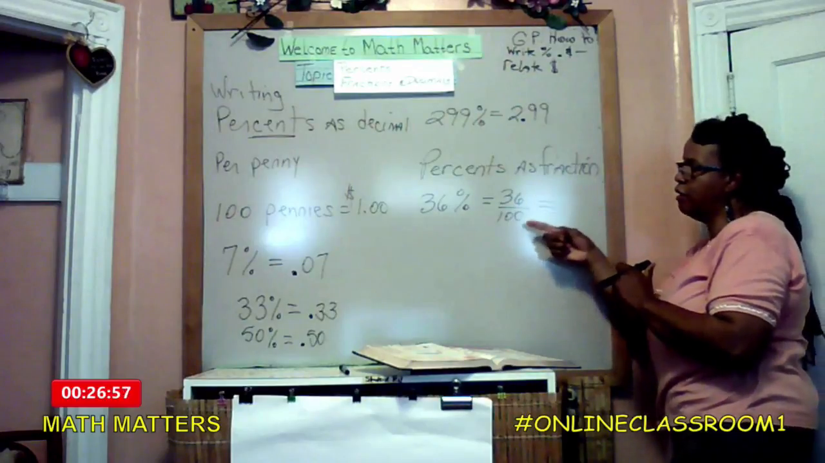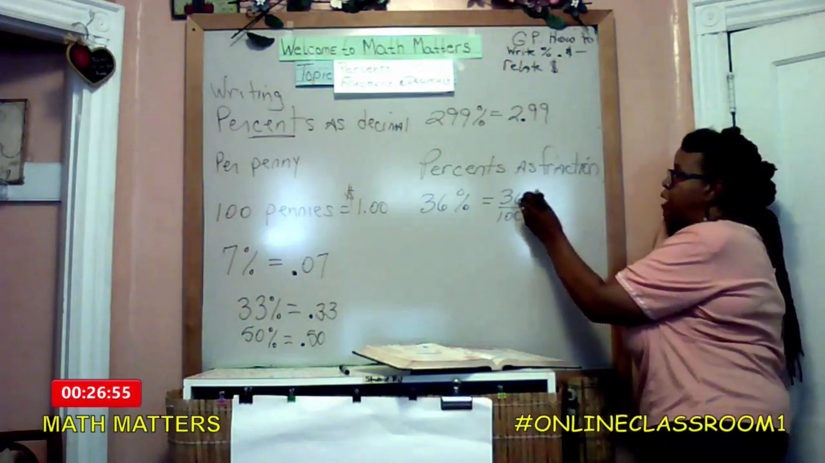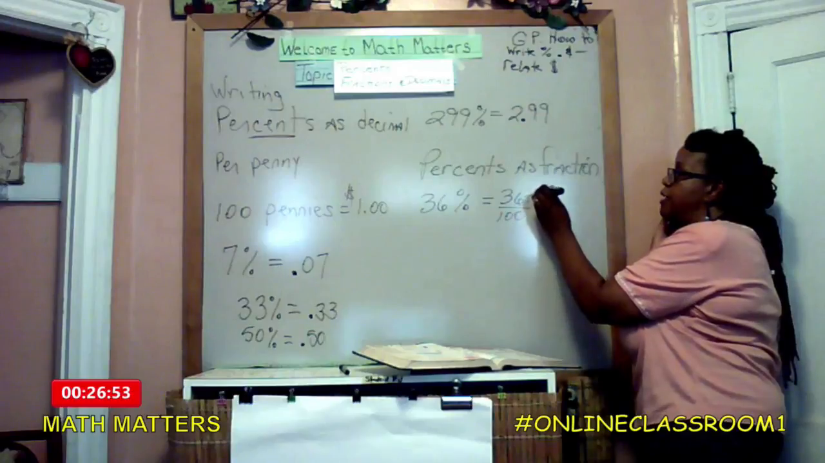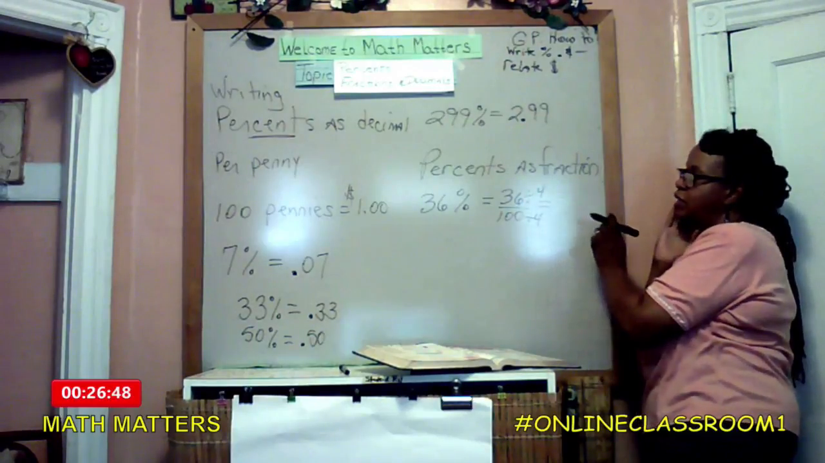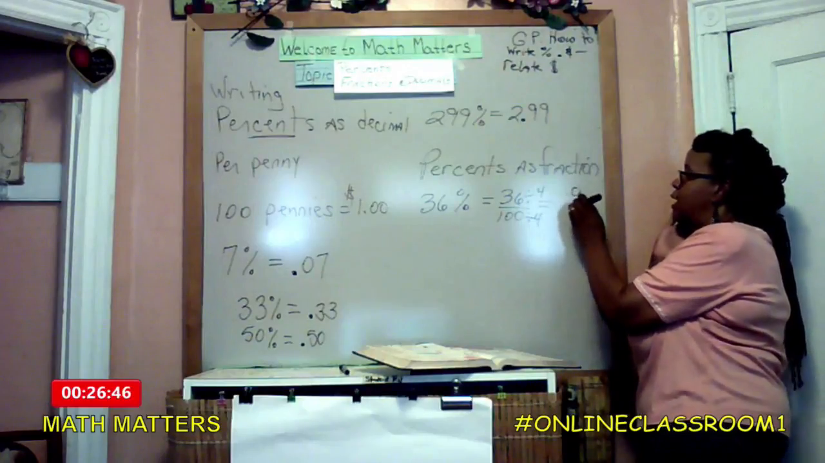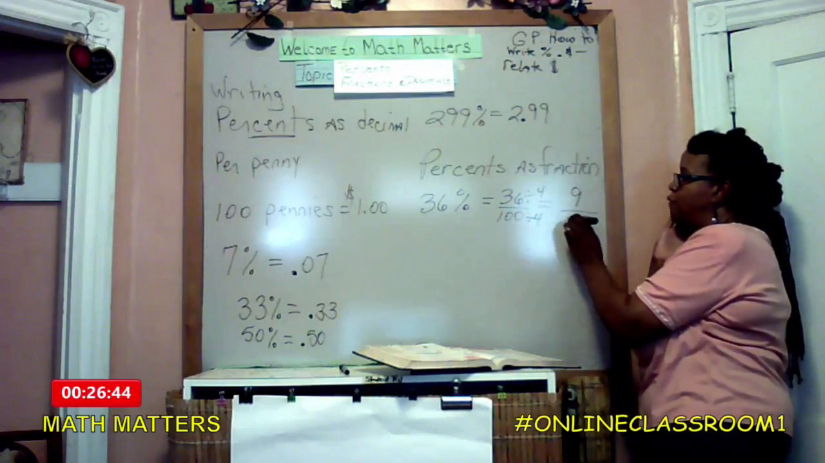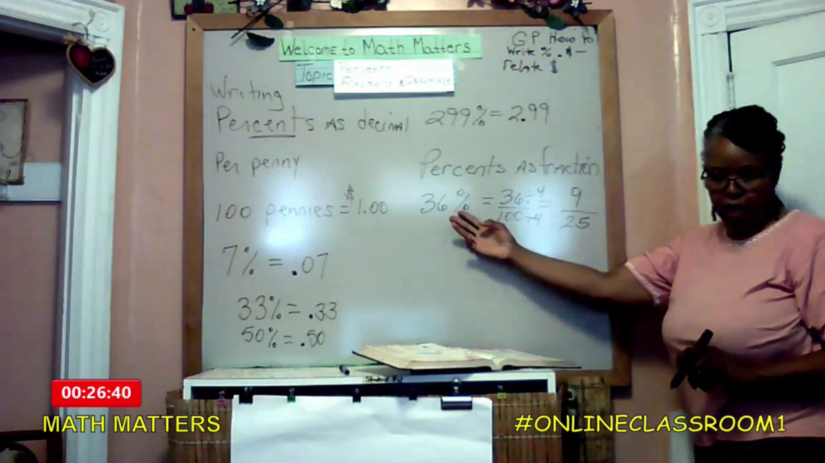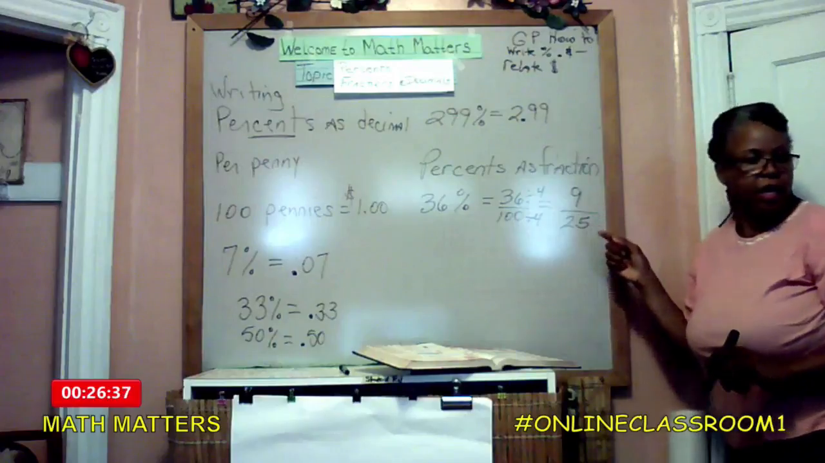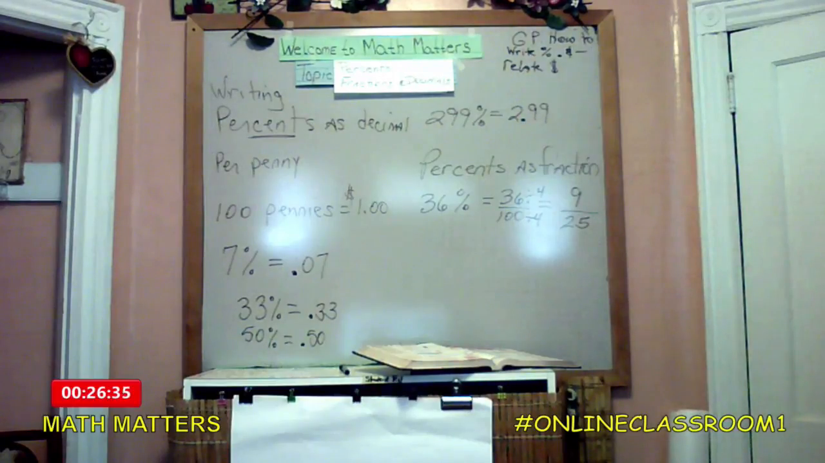I see a 4 here, I see a 4 here. So let's divide both sides, numerator and denominator, by 4. See what we get. 36 divided by 4 is 9. 100 divided by 4 is 25. Here it is. 36%, written as a fraction, is 9 out of 25.